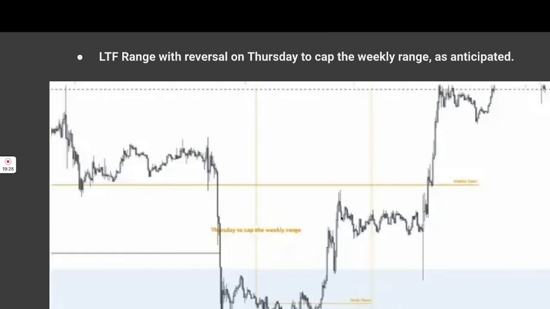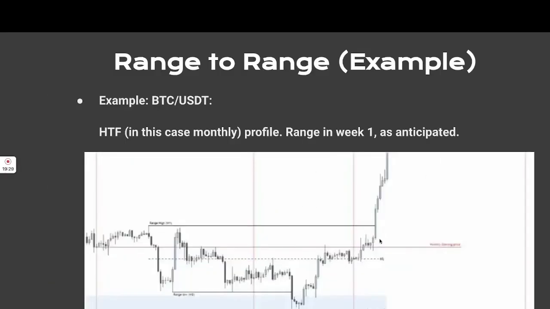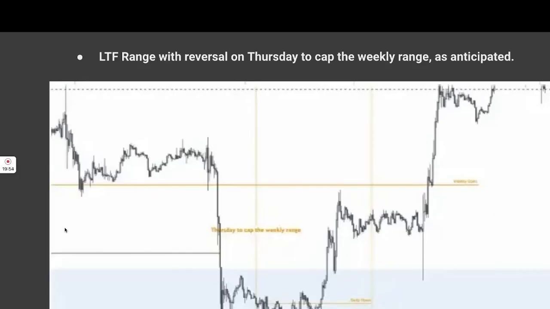Keep in mind that this is the same example as this. This is the lower time frame, this is the higher time frame. So I've said higher time frame consolidation for this entire week, range high, range low. I told you this was the lower time frame consolidation range, which is correct. However, if you want to be even more precise, drop time frames.